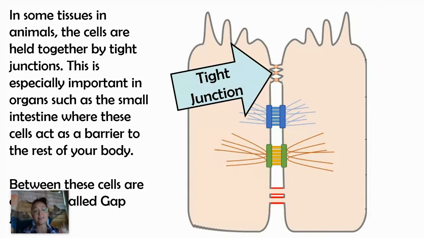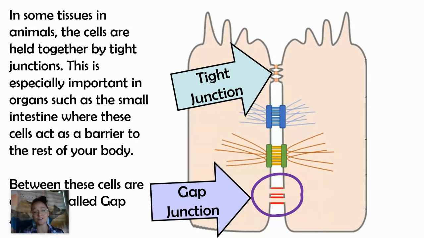And if we look at, here's that tight junction, holding them together, but we also have some gap junctions. And the gap junctions are very similar to plasmodesmata. That's where the cytoplasm is connected, and then molecules can flow from one cell to the next. Now, this is not in all animal cells, but one location is in the cells that line the small intestine. But that would be direct contact from one cell to the next.